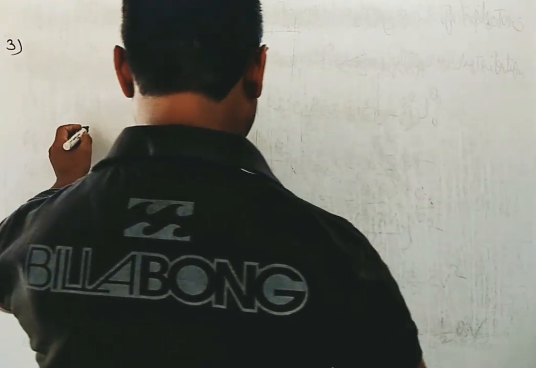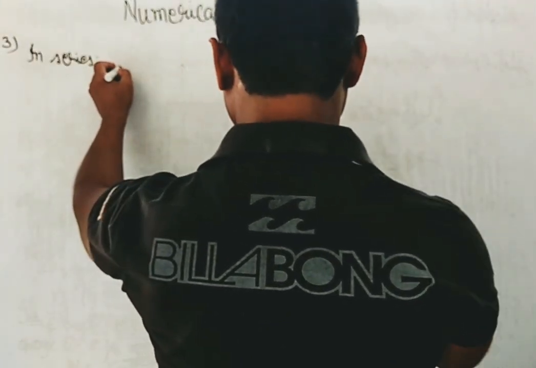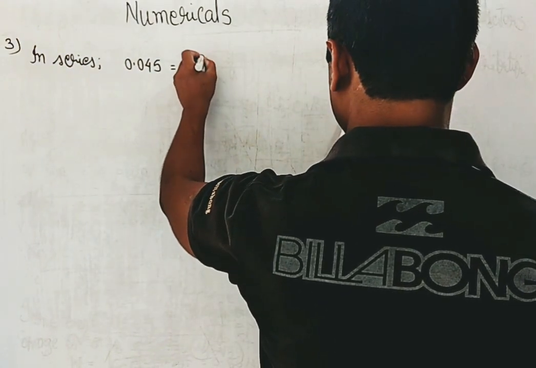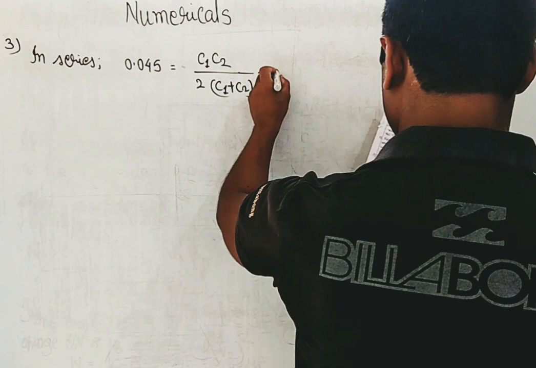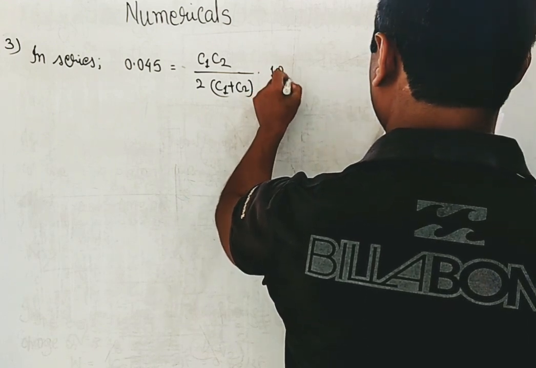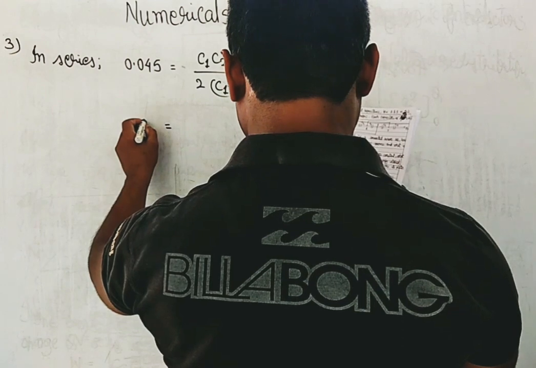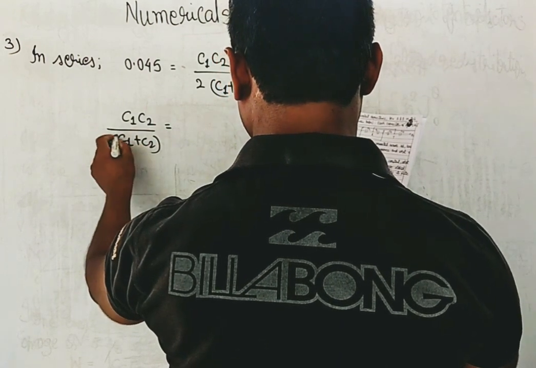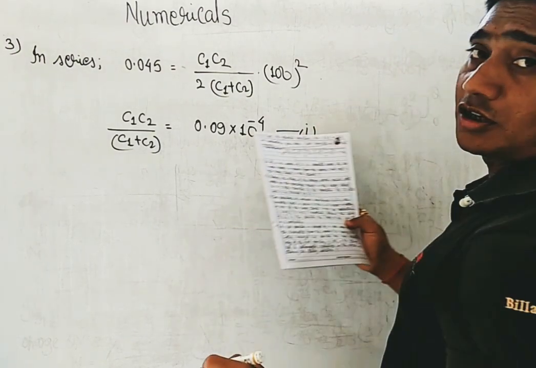So here, first let's have the series combination. In series we have energy U equals to 0.045 joule. So energy U equals to C1 C2 in case of series upon 2 into C1 plus C2, into V1 minus V2 square. What is the potential difference? It is given in the question as 100 volt. So 100 square. Let this be solved to give us the value of C1 into C2 upon C1 plus C2. So this will give us, on solving, 0.09 into 10 to the power minus 4. Let this be equation number 1.